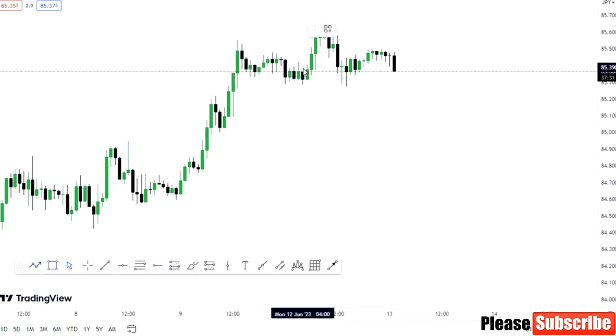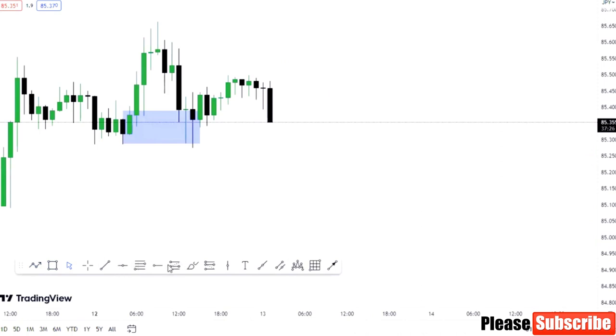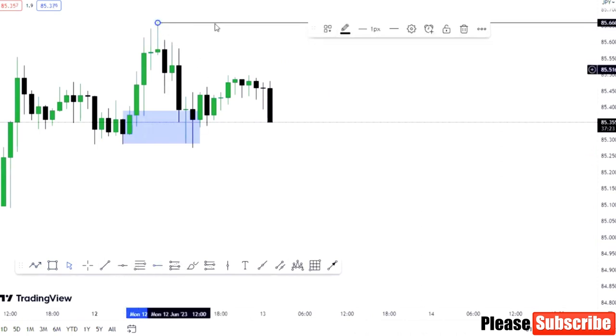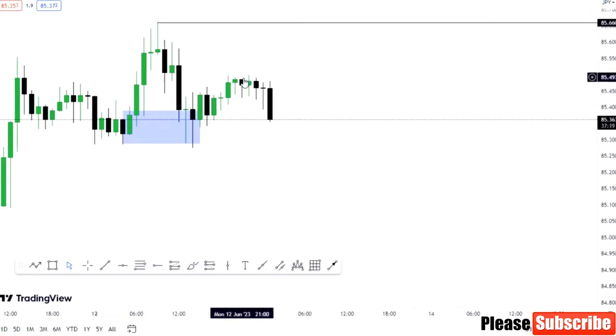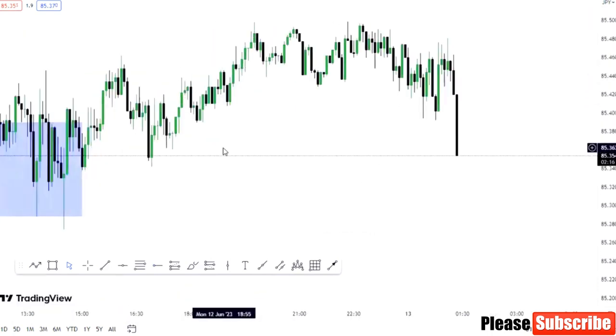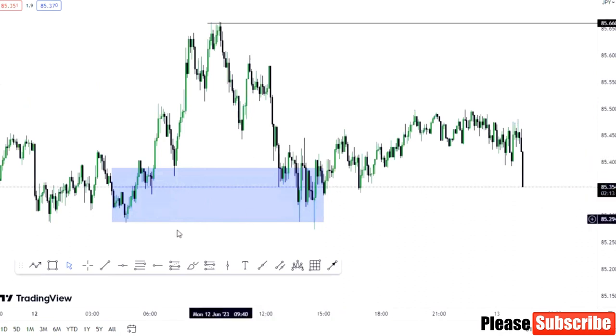Now if we mark this up, you should know two things. This is a demand zone. Secondly, this is a weak high. You can see this is a weak high. So if you're buying this, you should be expecting the market to clear this high. So immediately we're going down to the 5 minutes to look for our entries, and the market has been crazy.